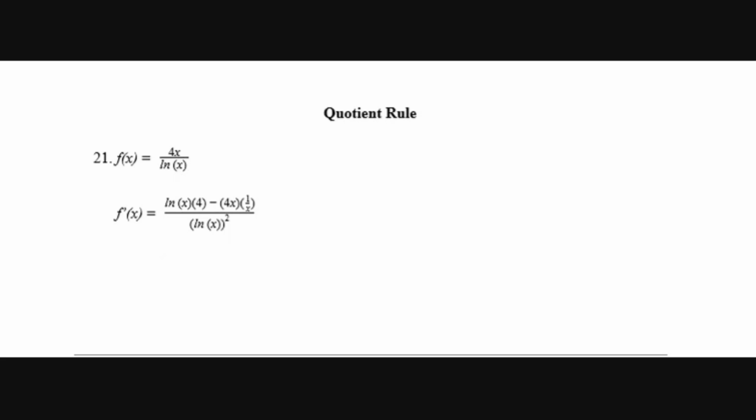In our first example, we have 4x divided by the natural log of x. And so to find the derivative of this, you're going to take the denominator, which is natural log of x, multiply that by the derivative of the numerator, which is 4x.